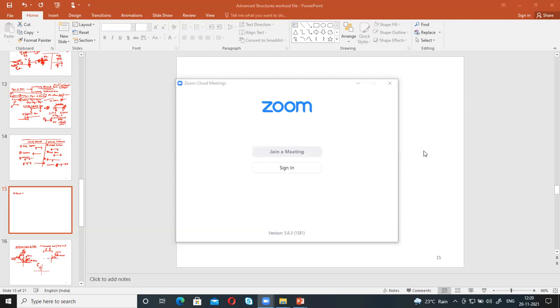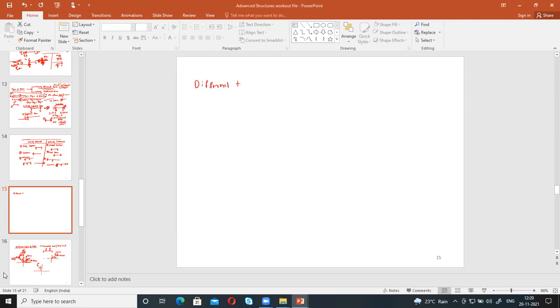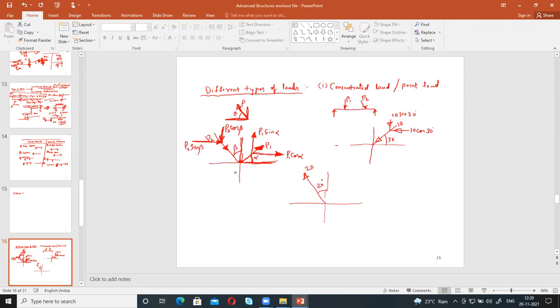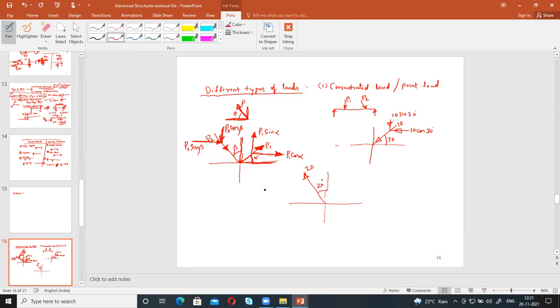Okay, am I audible now? Yes. This is 20, 20. Please tell me the values, horizontal and vertical. 20 cos 20. Horizontal or vertical? What is the direction? Away. Now tell me, what is the vertical? Yes, 20 cos 20 is horizontal, and this vertical is 20 sin 20.